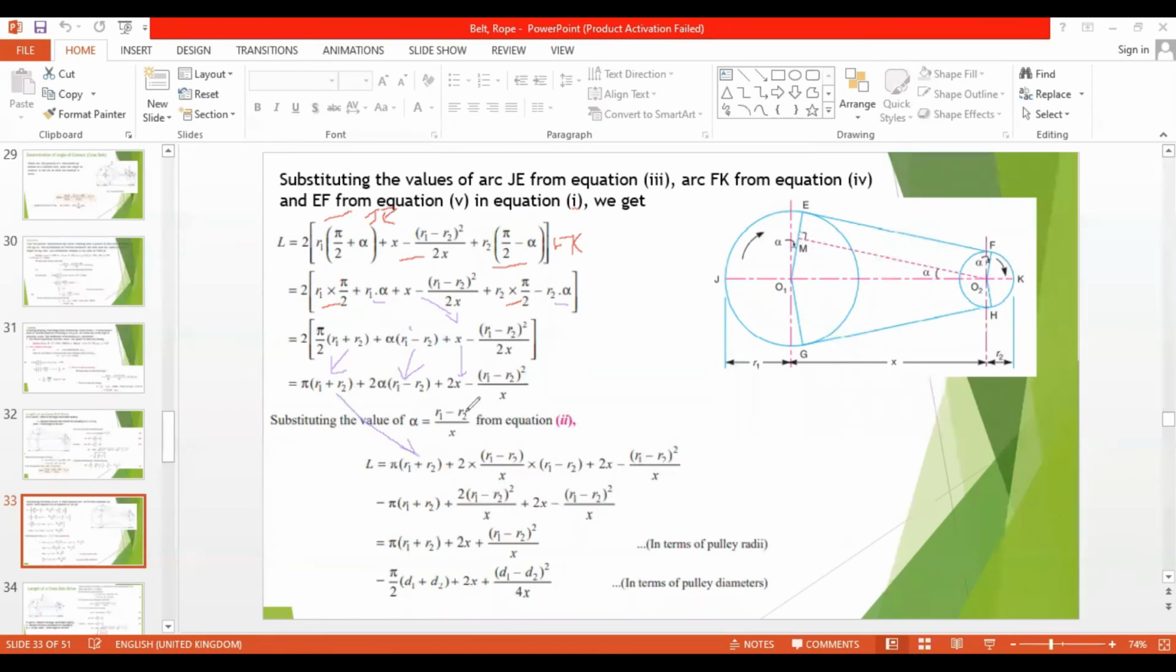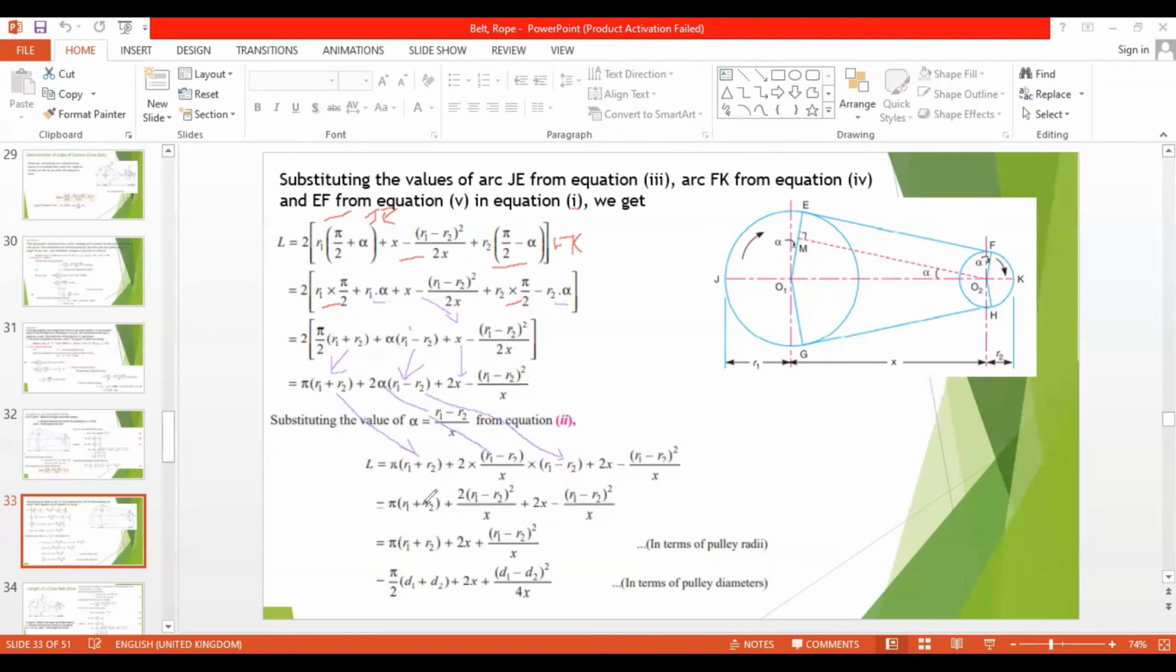So you'll have r1 minus r2 by x into r1 minus r2 into 2, right? So alpha is r1 minus r2 by x, and that is here. This r1 minus r2 is here, okay? Then 2x will come as it is, and r1 minus r2 whole squared upon x will come as it is, right? Now we are going to solve this.